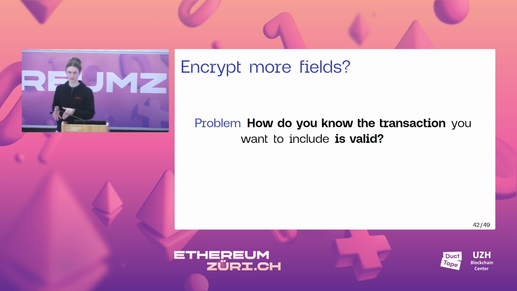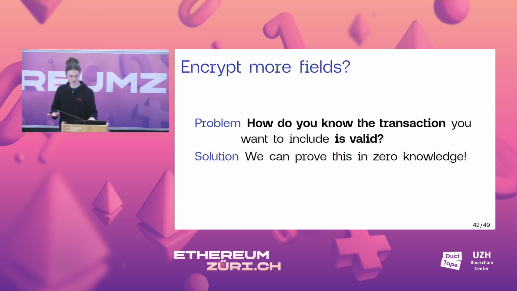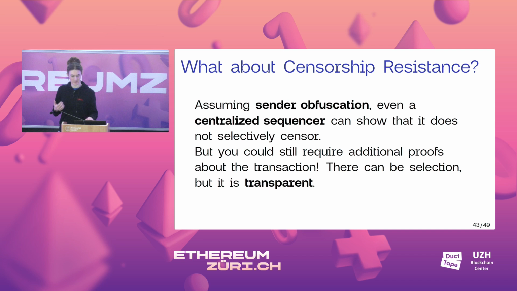Because in the prototype, we just encrypted the destination address and the data. The problem with that is you need to be able to know that there's a valid signature and that the account that sends a transaction has enough gas to pay for it. But the potential solution to that is you can use zero knowledge to prove that the transaction inside ciphertext is valid without actually revealing the entirety of it. So this leads to an interesting question.